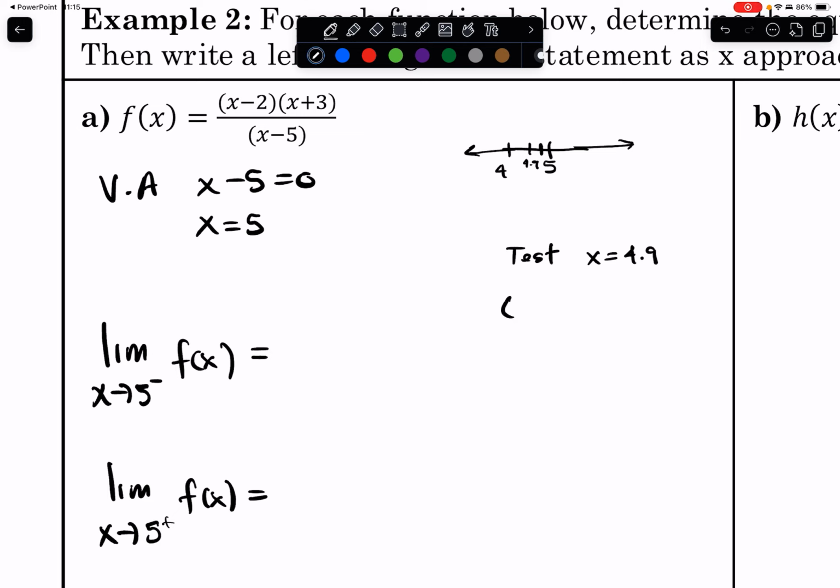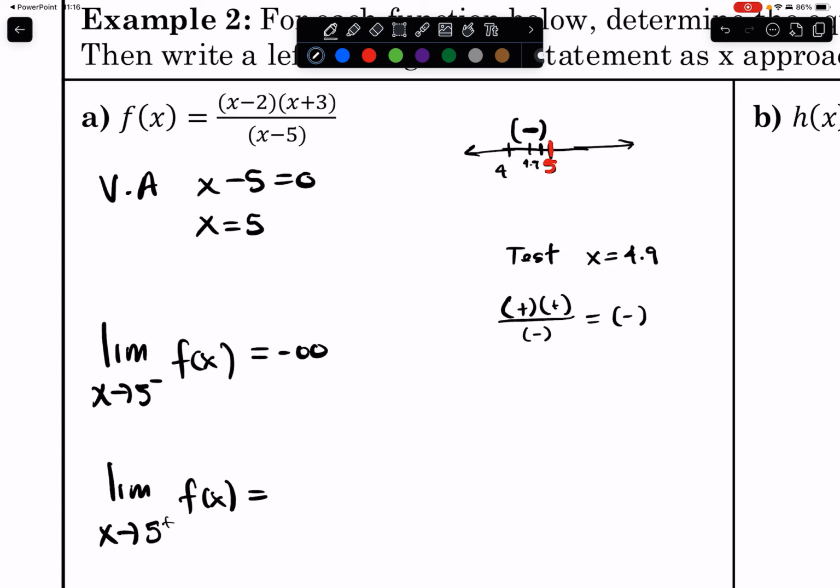So I'm going to do the same thing. I'm going to plug that number in right here and test that value. If I plug in 4.9 minus 2, that's going to be positive. If I plug in 4.9 plus 3, that's also positive. And 4.9 minus 5, that's barely negative, but yet still negative. So this entire thing is going to be negative. So I'm negative on the left side of this vertical asymptote at 5. And I'm going to do the same thing on the right side. So on the left side, since it's negative, that means that this graph is pointing downward, so it's going to go towards negative infinity.